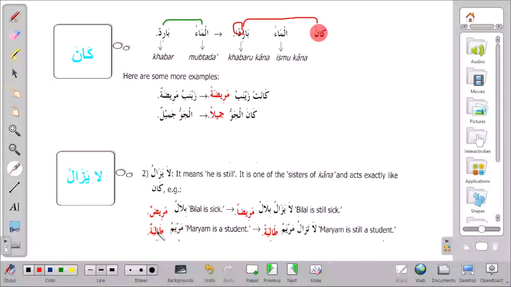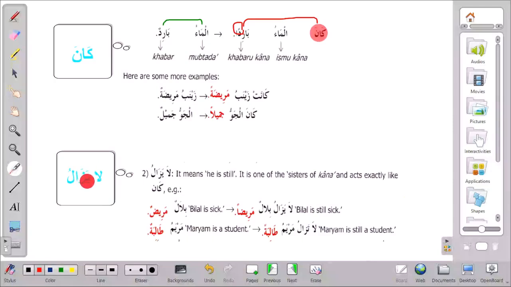Maryamu talibatun. Maryam is a female student. If I want to say Maryam was a student, Maryam is still a student. The man, he has not completed school, he's still a student. I'll say La yazalu. Of course, as I said, La yazalu is for masculine.